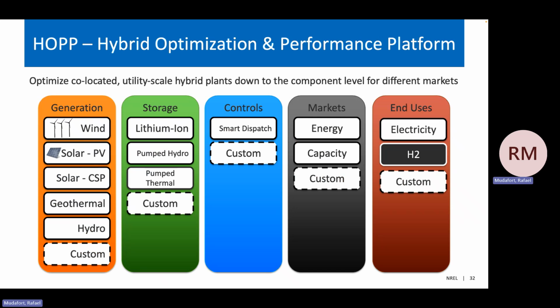All right, like I was saying, HOPP, the Hybrid Optimization and Performance Platform, figures out optimal ways to connect generation, whether it be wind, solar, geothermal, or hydro, to storage, how to handle controls, and then connect it to the grid. It takes all of these things into account. It's also a framework for including custom models for all of these various levels or categories of optimization.